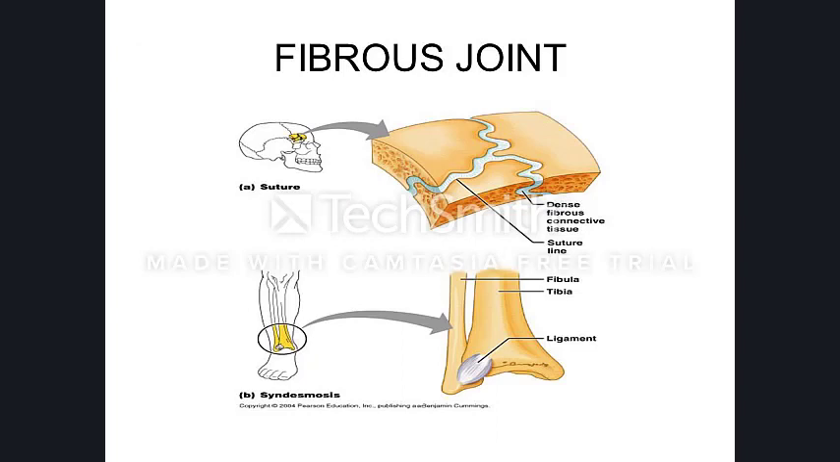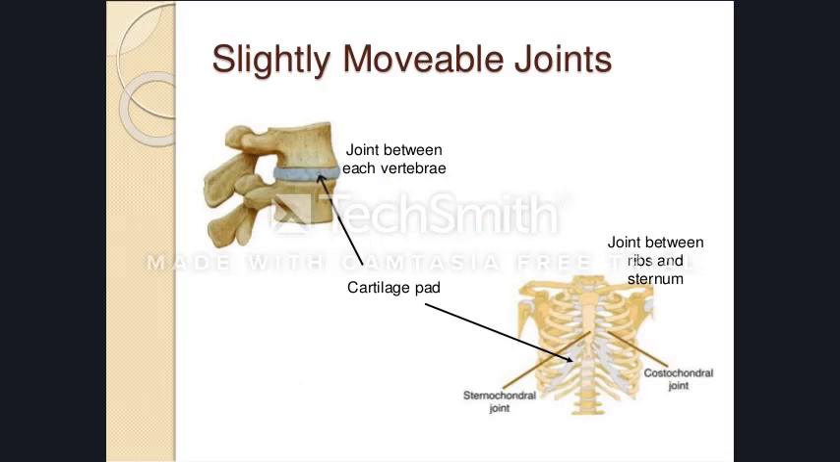There's also going to be some slightly movable joints. They're held together by cartilage, and they will allow a small amount of movement because cartilage is flexible. So good examples of those are the joints between your vertebrae and your backbone, or the parts of the joints between those ribs and the sternum. So those being an example of costal cartilage.